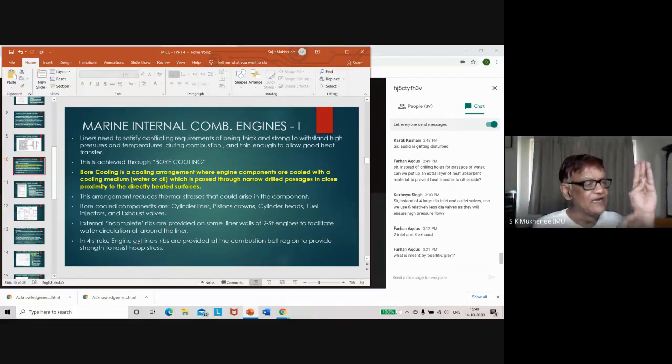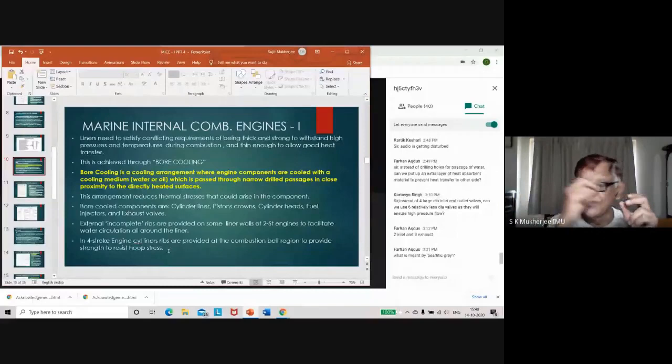In four-stroke engine liners, ribs are provided at the combustion belt region to provide strength to resist hoop stress. To make it simple, the four-stroke engine liner also needs to be cooled, but it also needs to have the strength. So at the upper region, instead of making the liner wall thick, they have put ribs on the external surface. All right. So time is already 15:40.